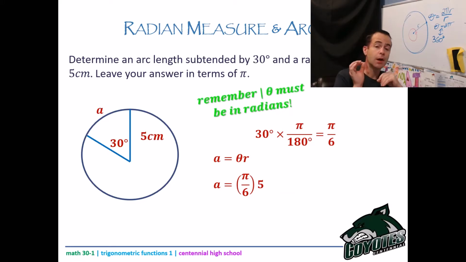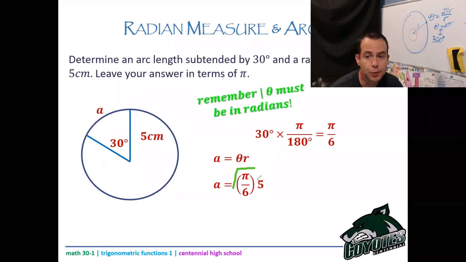Okay, so on your formula sheet, we have theta equals a over r. So then if I want a by itself, I just multiply both sides by r. And that's where I'm getting the arc length equals theta times r. And then I know that theta is pi over 6. And again, you could have just as easily in your work written this as 30 pi over 180 first and done all that conversion together.